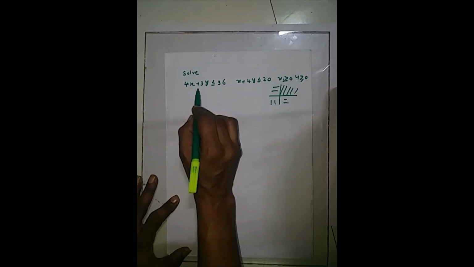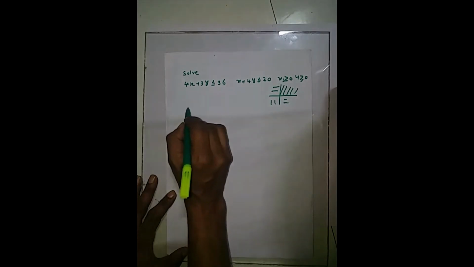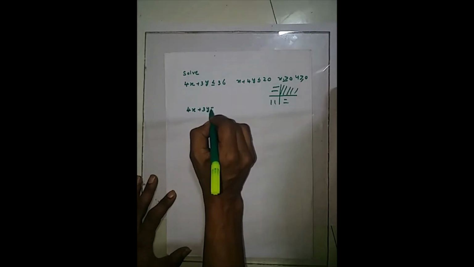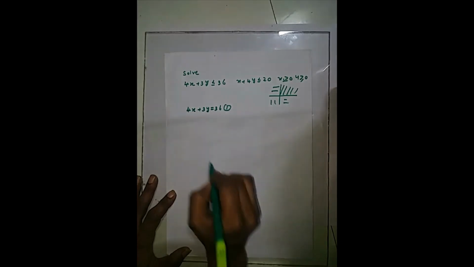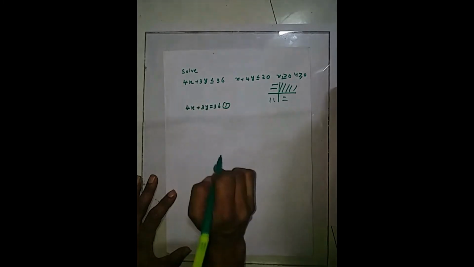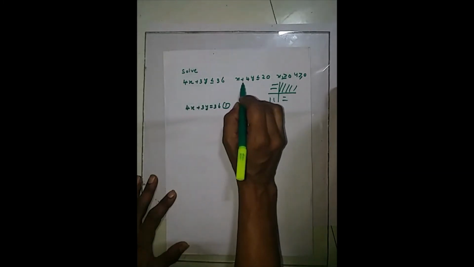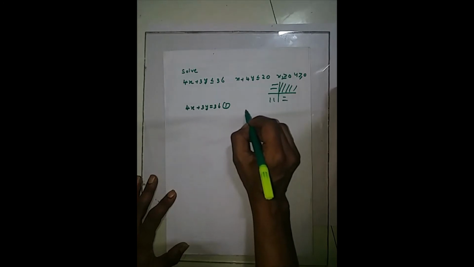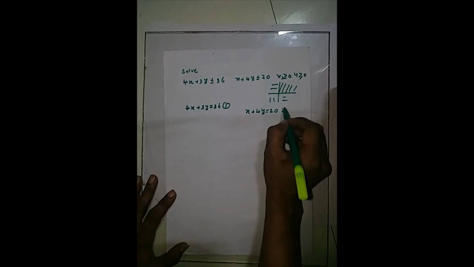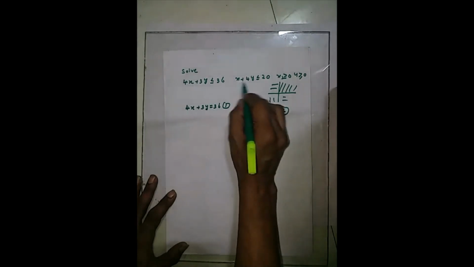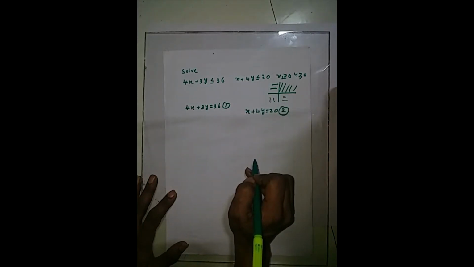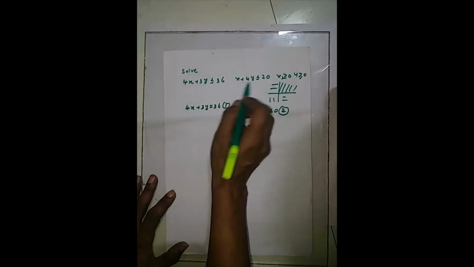So as usual, we will draw this line, 4x plus 3y equal to 36, equation number 1. Then we will shade this region. We will draw this line, x plus 4y equal to 20. Then we will shade this region. Then we will find the common shaded region. That is the solution of these two inequalities.